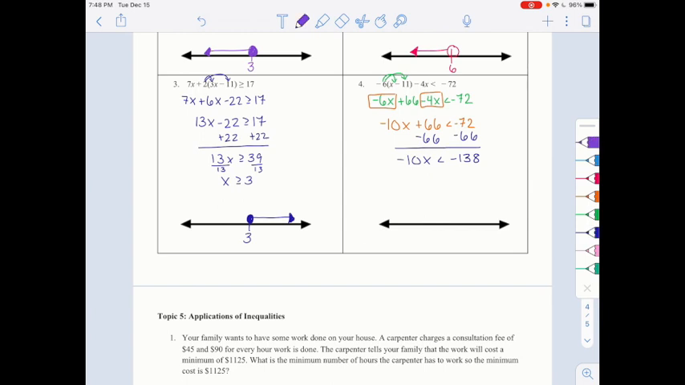No, you're not doing it wrong. Divide by negative 10. The biggest thing about this one is I divided by a negative on both sides, so I needed to flip my inequality symbol, getting me 13.8. So open circle to the right because it's greater than, and it's 13.8. Right, so remember, divide by a negative, flip the inequality symbol.